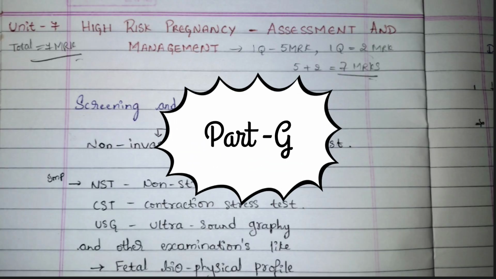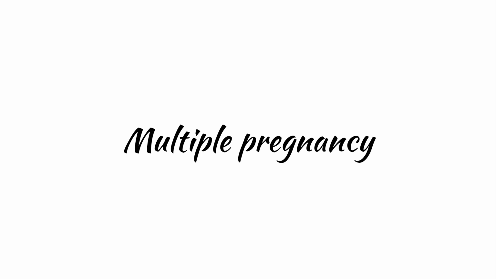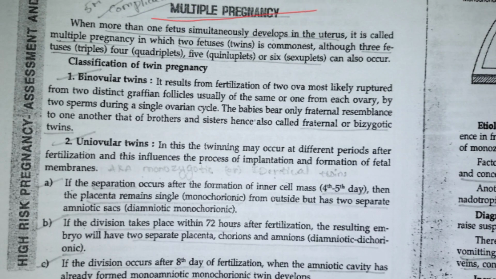It's Unit 7 Part G. Multiple pregnancy. If there is a formation of more than one fetus at a time, then that is multiple pregnancy. If there is a formation of two fetuses, that is twins. Three indicates triplets, four quadruplets, five quintuplets.